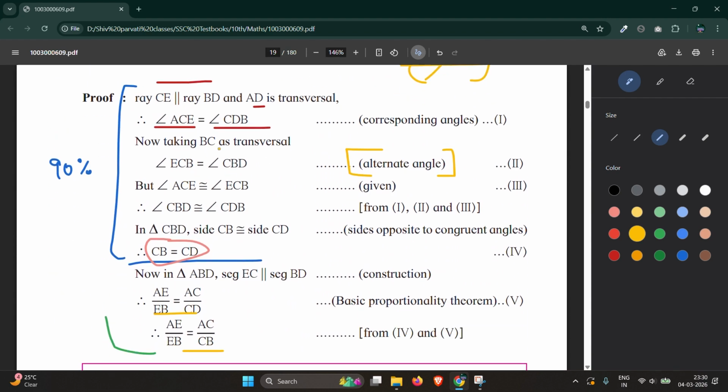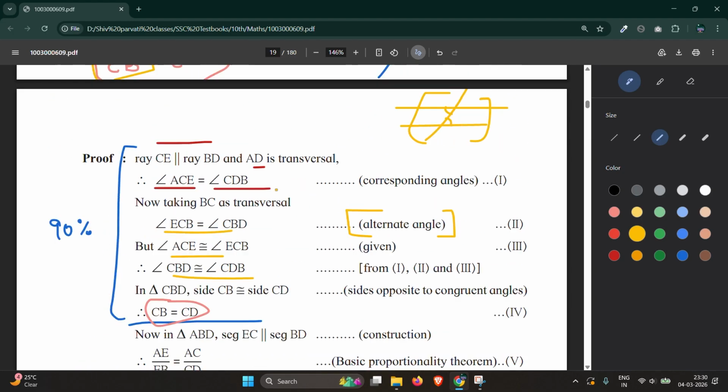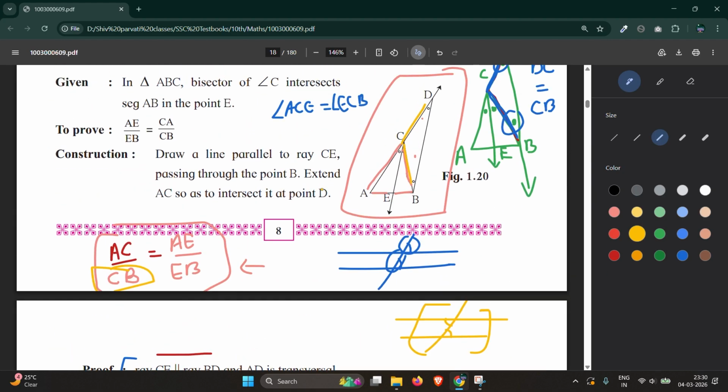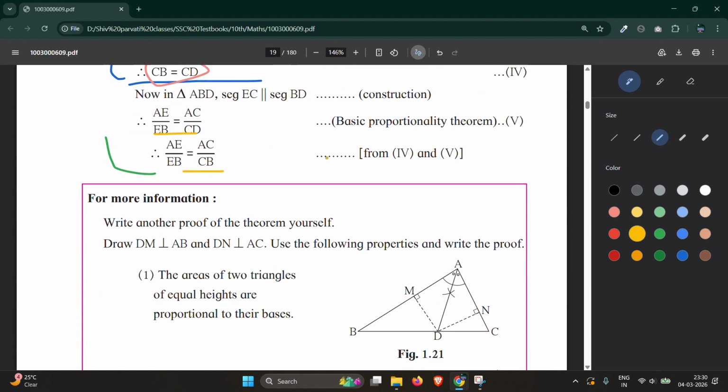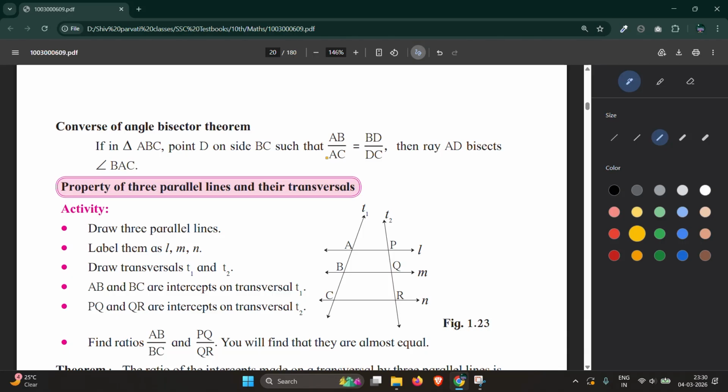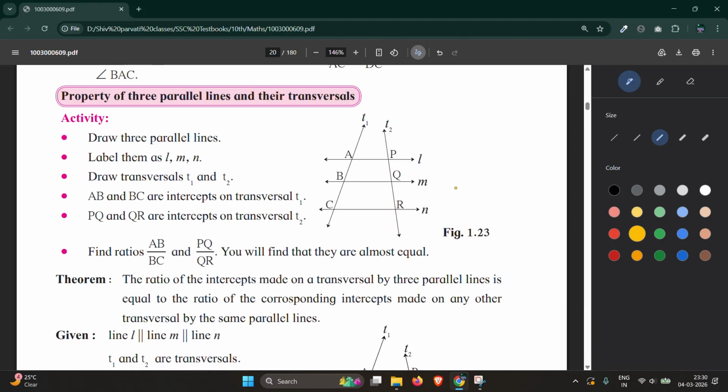And once again, you have to practice this. There is no other option because you have to learn the notations as well. But if you learn this intuition, you will never forget how the theorem was actually proved. So let's move ahead. Now again, one more property of parallel lines.